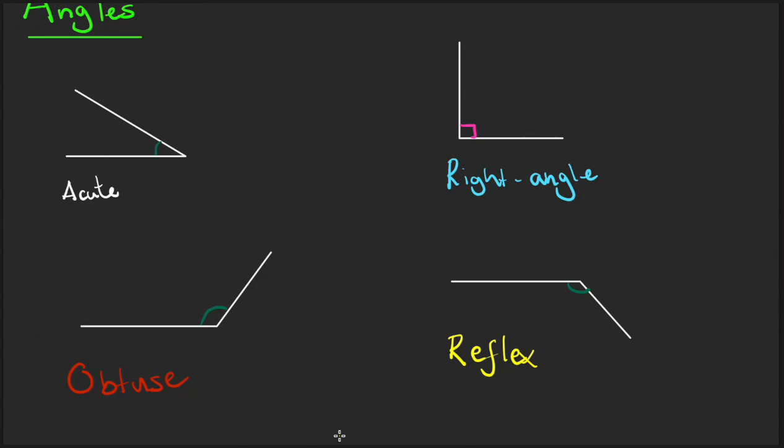First, we have 4 types of angles: acute, right angle, obtuse, and reflex. We need to separate these apart, and how do we tell which one's which? So let's get into this.